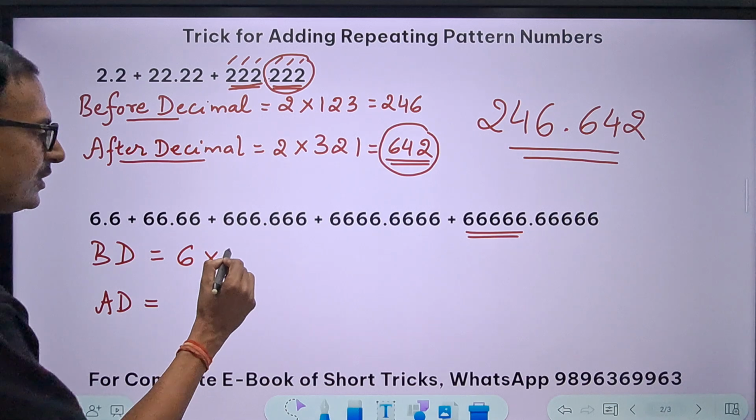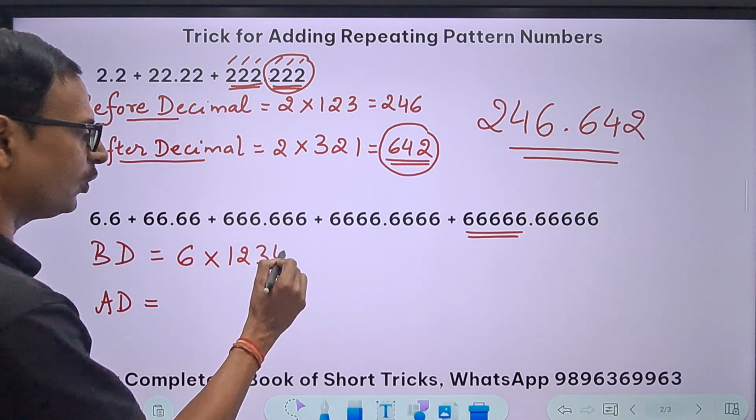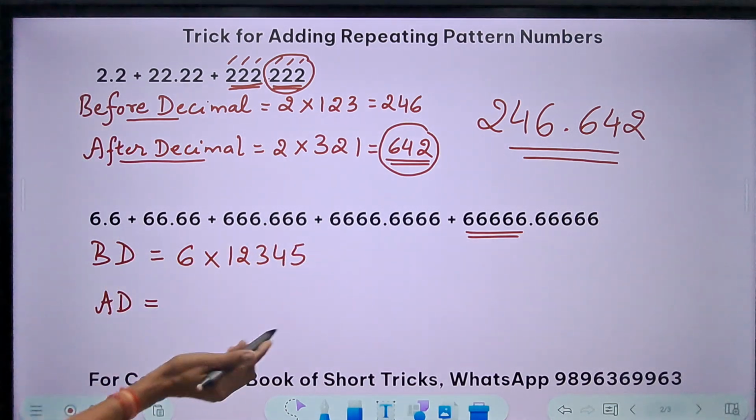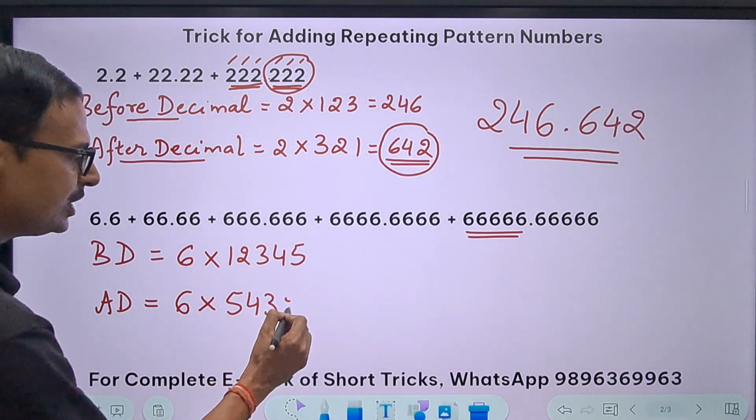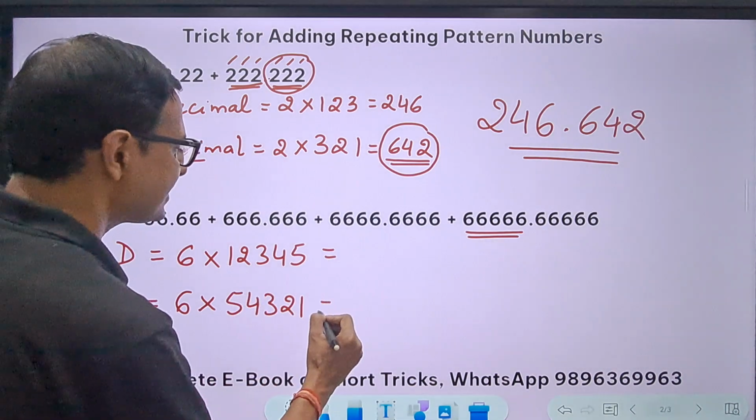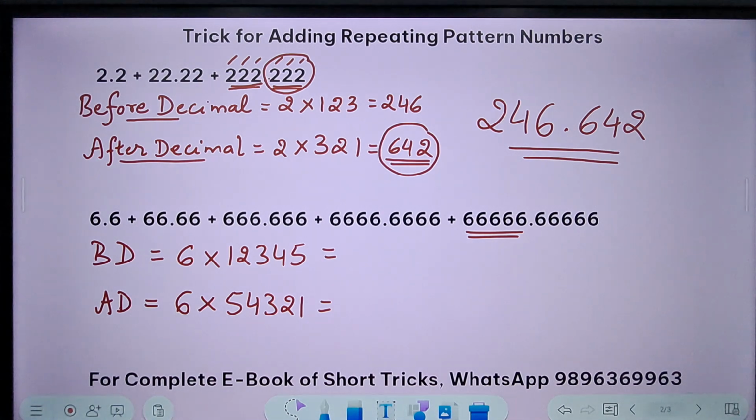So I'll start with 1, 2, 3, 4, 5. And likewise on the other side, 6 times the reverse order. 5, 4, 3, 2, 1. Now let's see how the situation changes here.